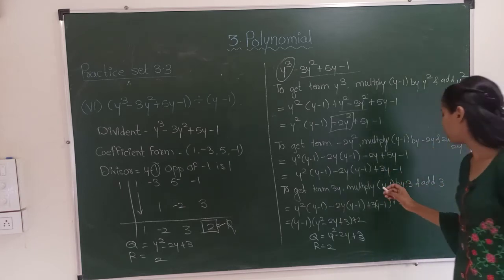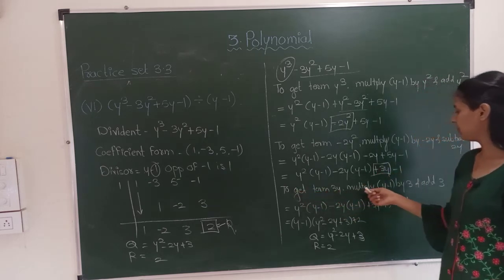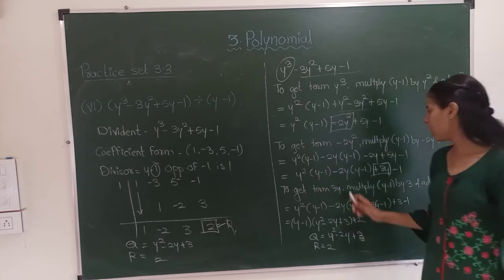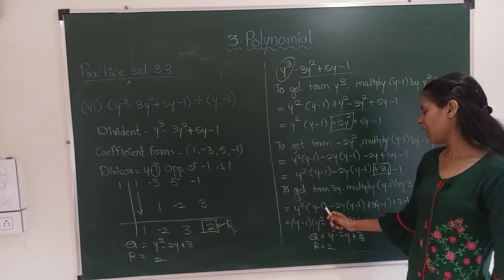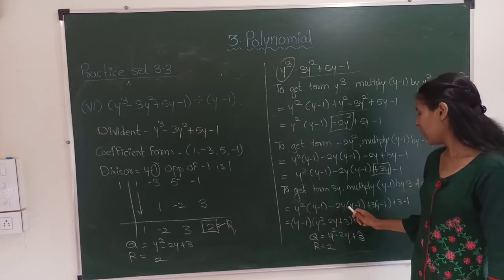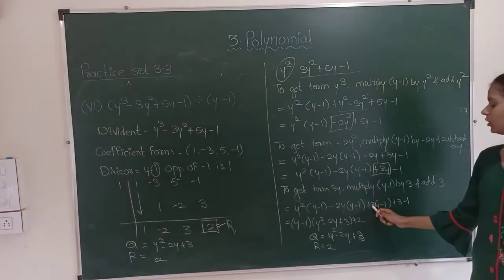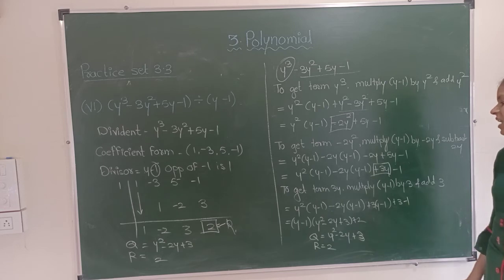Now what is the term? The term is 3y. Okay. To get the term 3y, we will multiply y minus 1 by 3, and we will add 3. So up to these two terms we will copy as it is. Y square multiplied by y minus 1 minus 2y multiplied by y minus 1 plus 3 into y minus 1, and we will add 3, plus 3, and this minus 1 as it is.